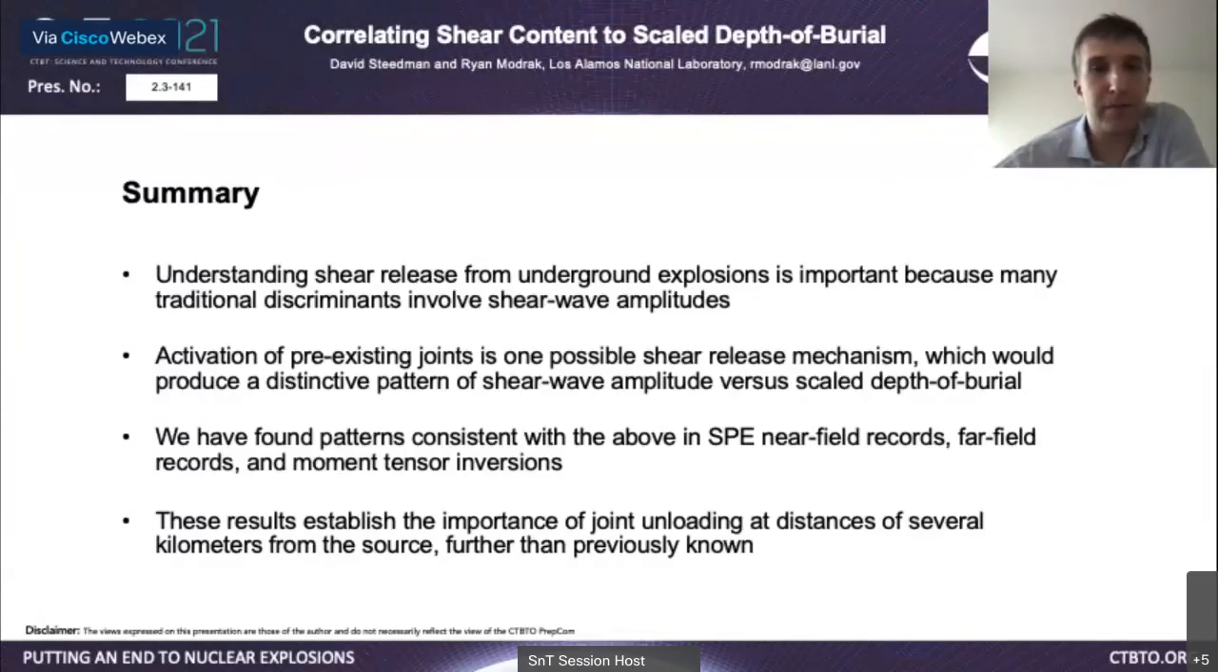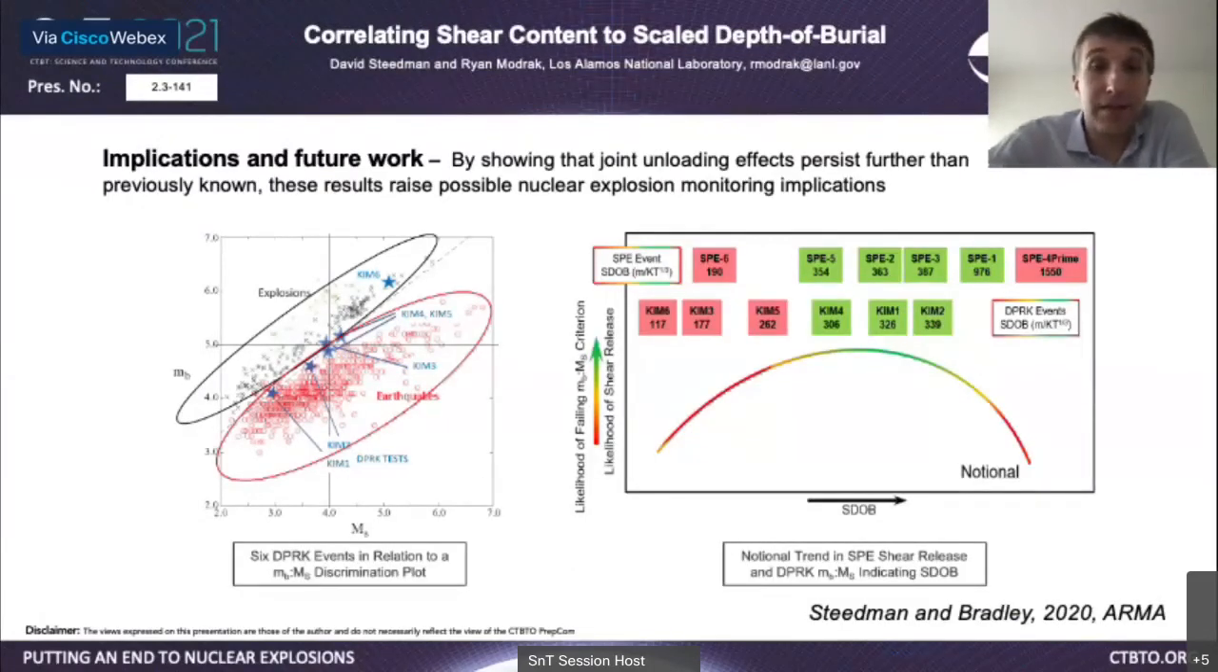And finally, I'll just briefly touch on some possible implications. Considering that joint activation effects from small chemical explosions persist to several kilometers, it seems possible that such effects from underground nuclear explosions might persist even further. They might even, in fact, be detectable in explosion monitoring. This is an idea that David Steeman recently put forward.